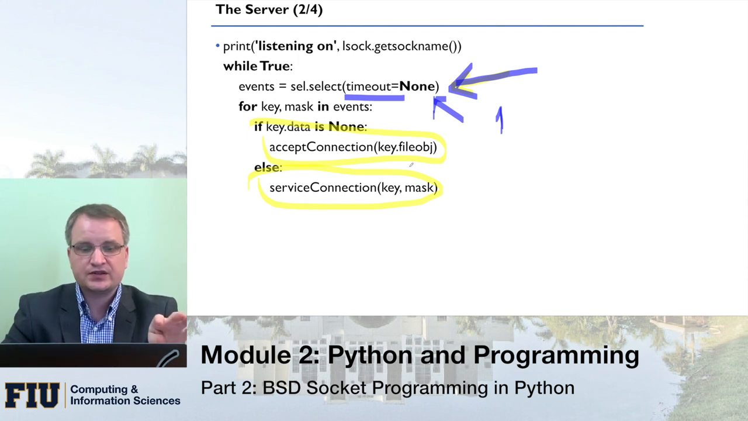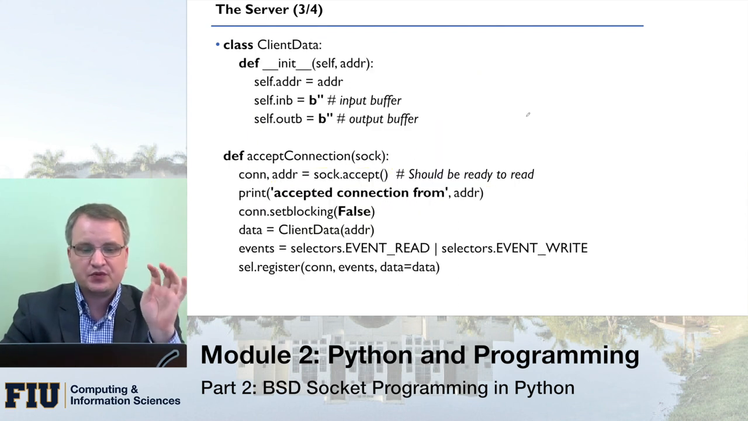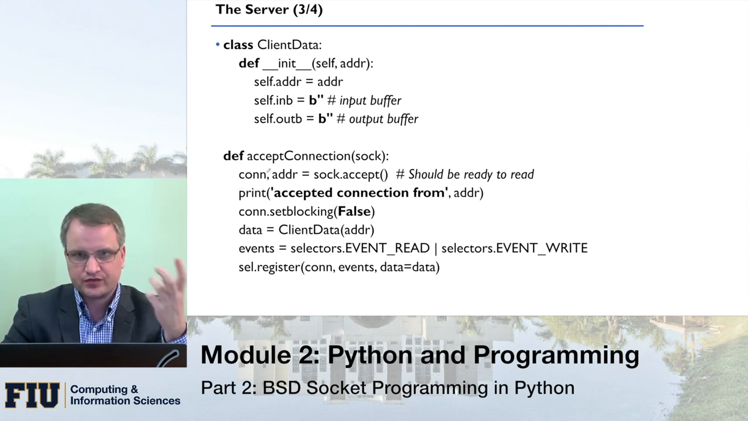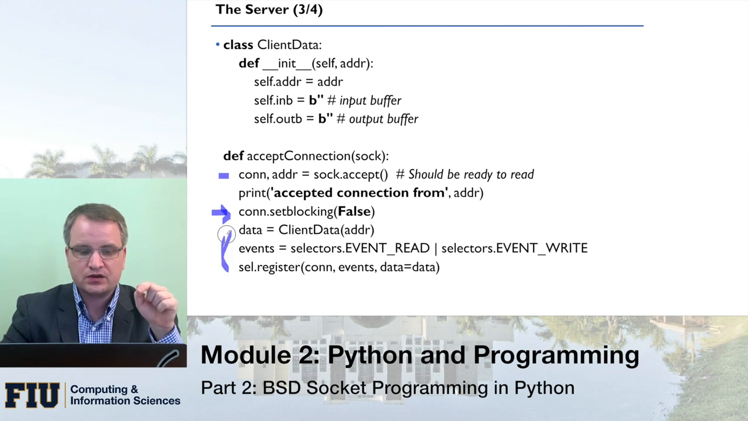The insides of accept and service connection are pretty much similar. They just have to add additional stuff related to this concurrent processing. So we still have accept, and we still have to set non-blocking for the client socket, because this is effectively a new socket that's been created and we still need to assign it a non-blocking mode. And the rest is associated with the concurrent way of dealing with the connection.